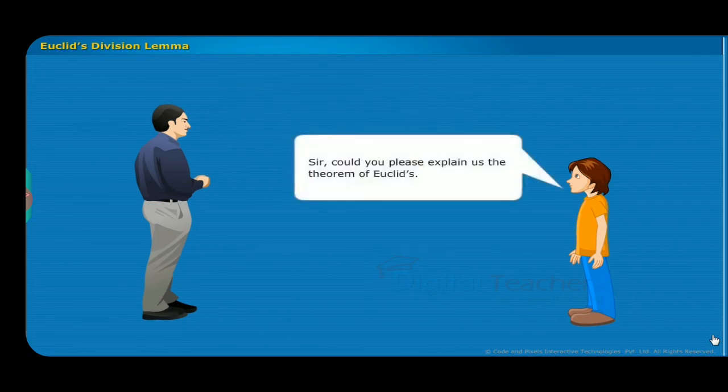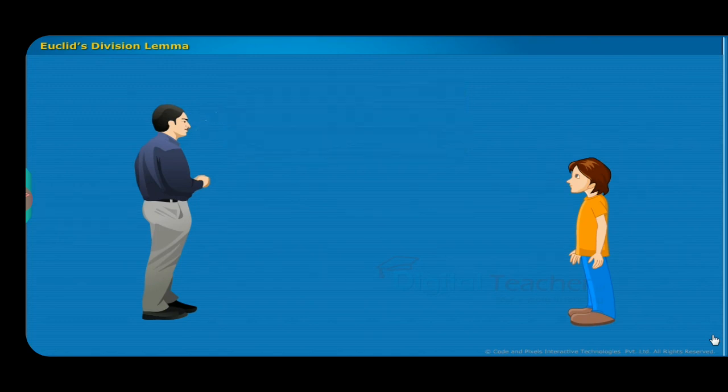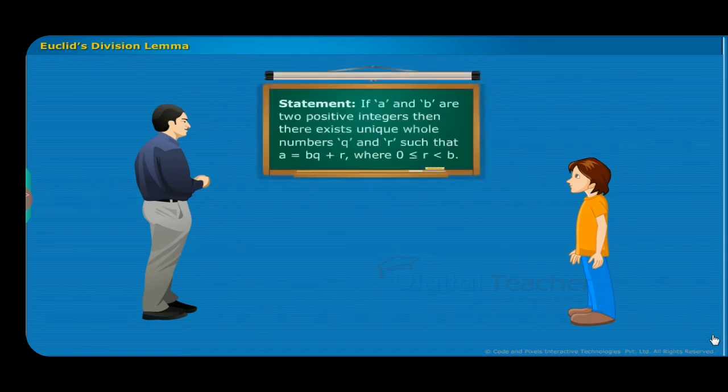Sir, could you please explain to us the theorem of Euclid? Okay, listen to the theorem statement. Now, let us know the theorem on Euclid's division lemma. Statement: if A and B are two positive integers, then there exist unique whole numbers Q and R such that A is equal to BQ plus R, where 0 is less than or equal to R, which is less than B.